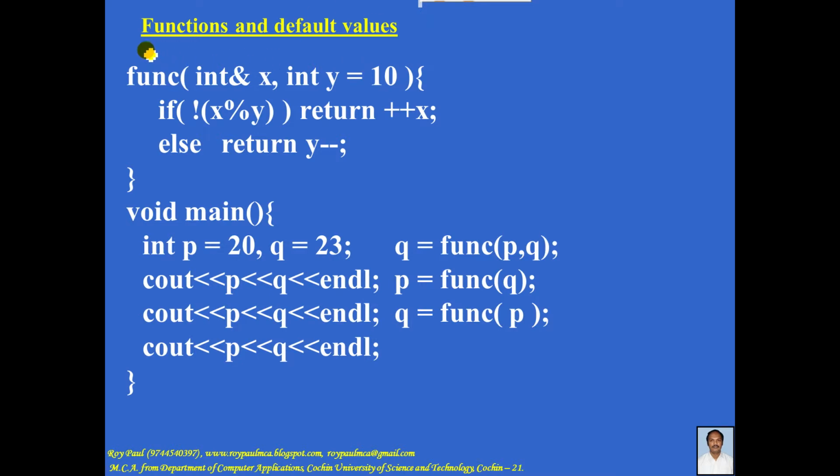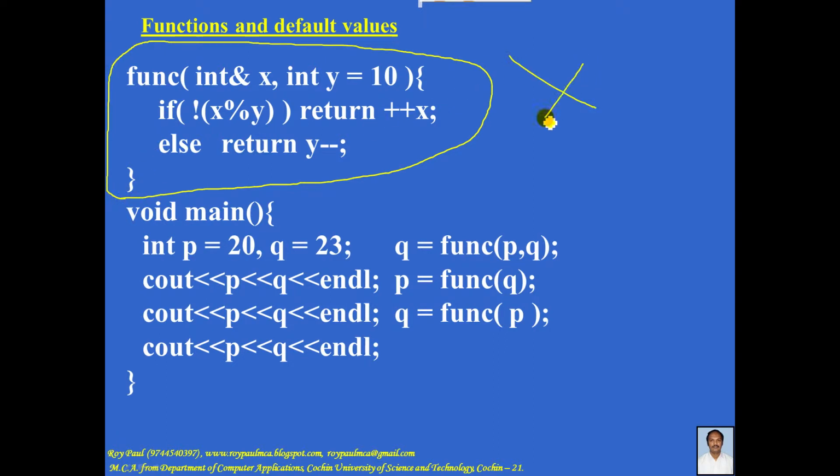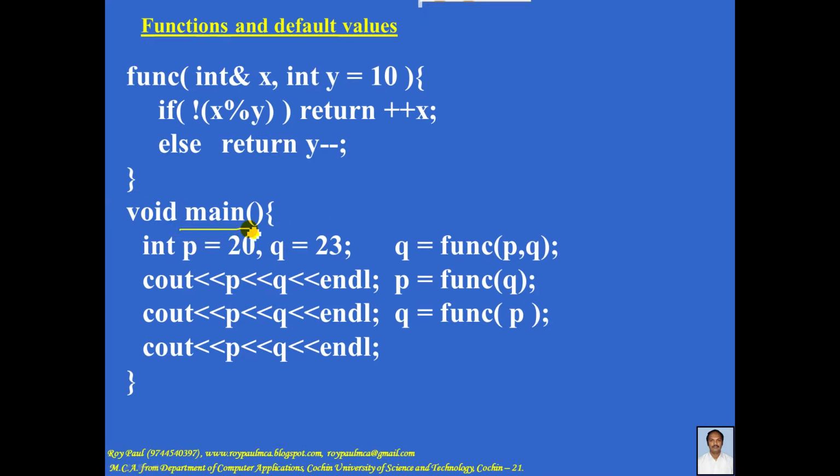Output type of question based on functions with default values. So when you write an output, step 1, memory should be allocated for global variables above the main function and outside all functions. There are no variables there, so this program does not contain any global variable.